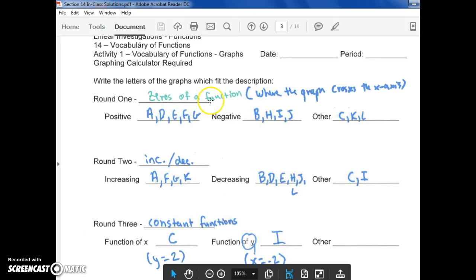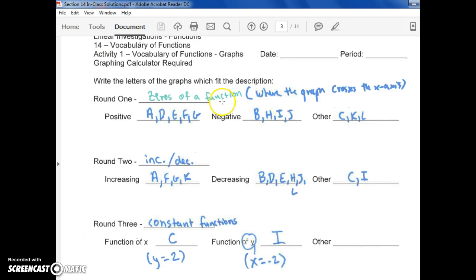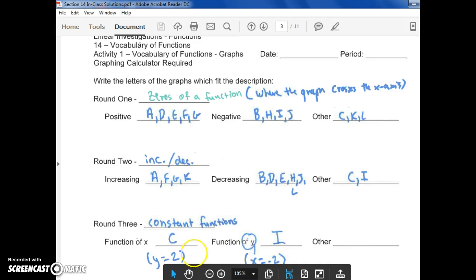So the zeros of the function, that's really another way for us to ask about the x-intercept. It's where the graph is going to cross the x-axis. Increasing and decreasing is just another way for us to ask about the slope of a function. So we'll take a look at all the graphs and try to figure out their slopes and where the zeros are. And we'll also talk about the constant functions.